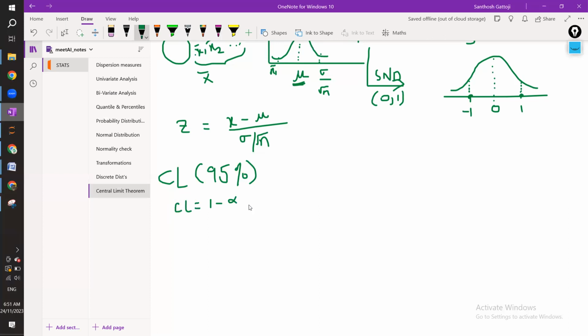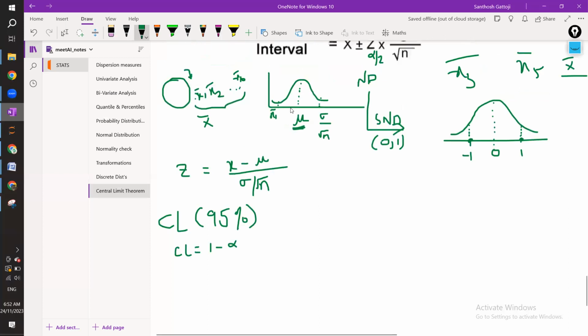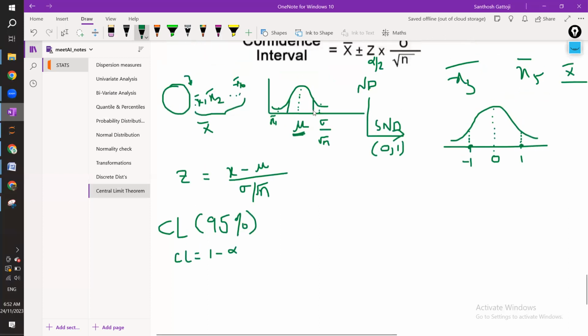1 minus alpha. So if you see whatever we are going to get here, the range that you had earlier, those values will be some x bar values. Agree? Now the x bar values are converted into some z values, because in the standard normal distribution, each x bar will be converted into some z value.